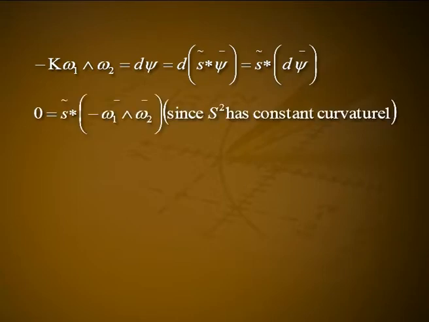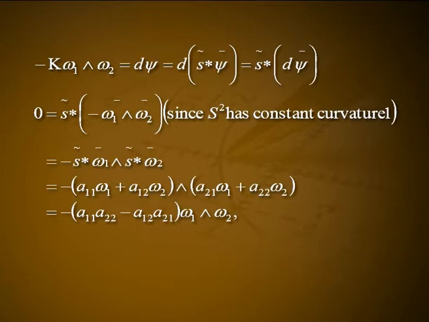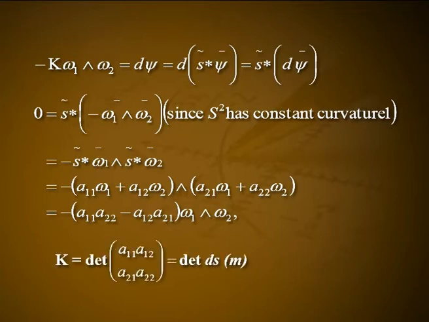The 0 is equal to S tilde star of minus omega 1 bar meet omega 2 bar, since S2 has constant curvature, which is equal to minus S tilde star omega 1 bar meet S tilde star omega 2 bar, which is equal to minus of A11 omega 1 plus A12 omega 2 meet A21 omega 1 plus A22 omega 2, which is equal to minus of A11 A22 minus A12 A21 omega 1 meet omega 2. So K is equal to the determinant of the matrix A11 A12 A21 A22, which is equal to the determinant of dsm.